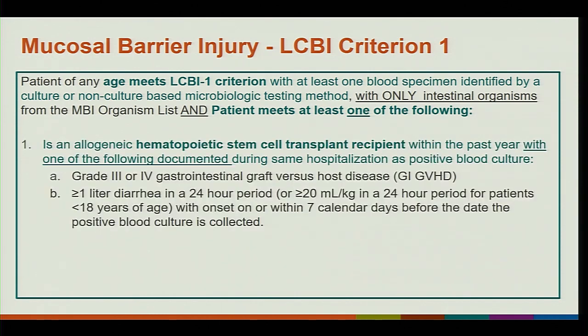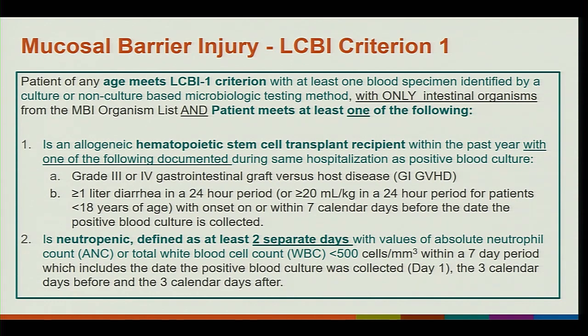The patient also must meet at least one of the following. The patient is an allogeneic hematopoietic stem cell transplant recipient within the past year with one of the following documented during the same hospitalization as your positive culture: Grade 3 or 4 gastrointestinal graft versus host disease, or greater than a liter of diarrhea in a 24-hour period with onset on or within 7 calendar days before the date the positive culture is collected.